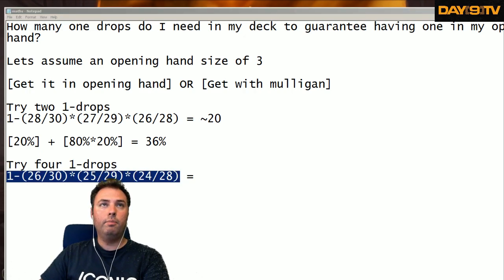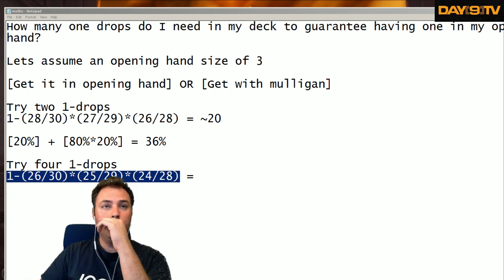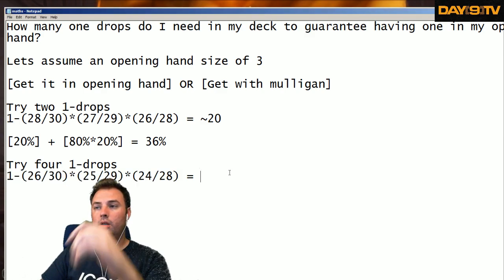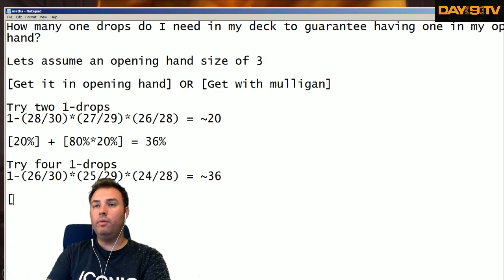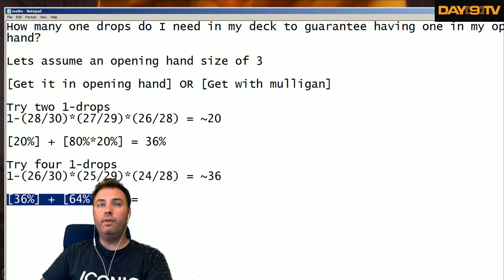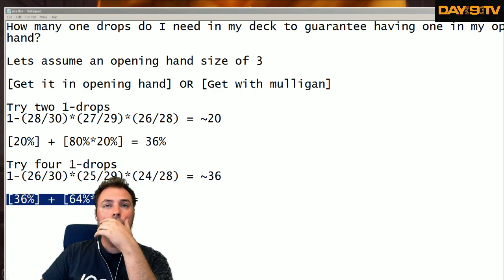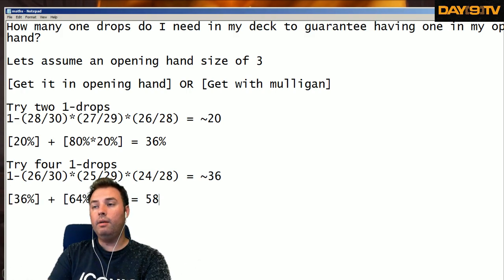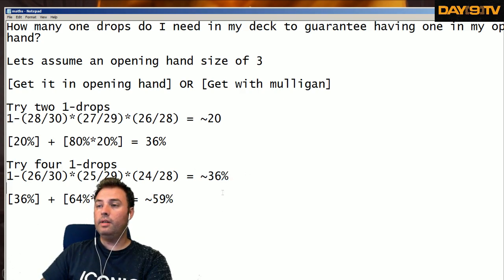Google, help me. Pasting it into the search bar, because that's awesome. This is going to be about 36%. So 36% of the time it's in my opening hand, and the other 64% of the time I mulligan, also for a 36% chance that I'm going to get it. And whatever this is, 59%. Isn't that awesome?